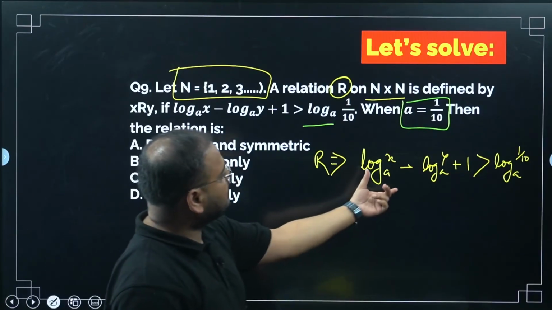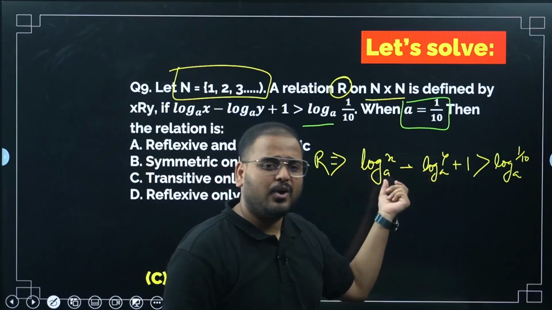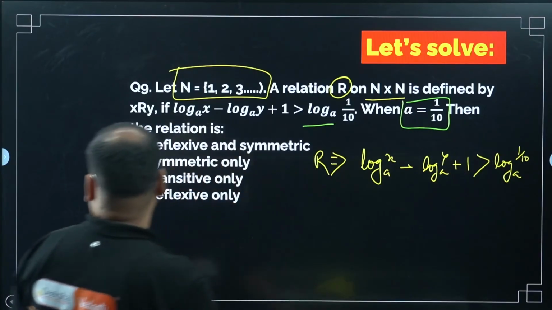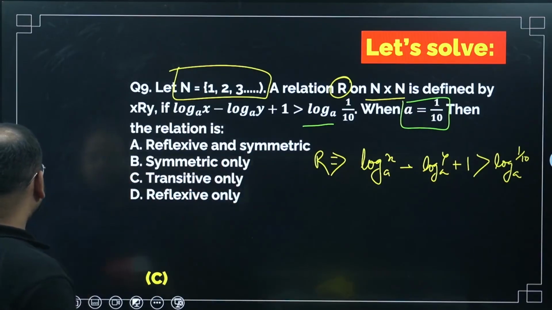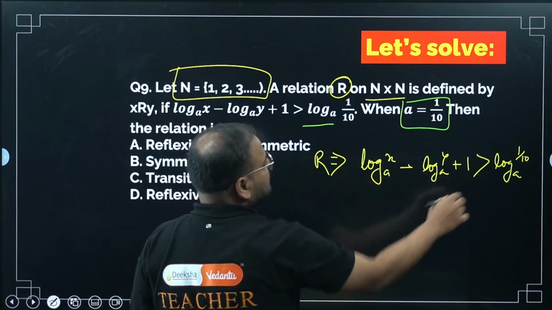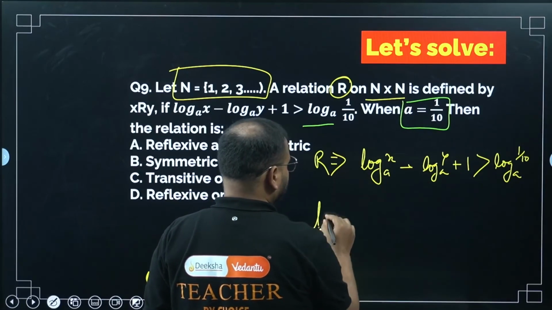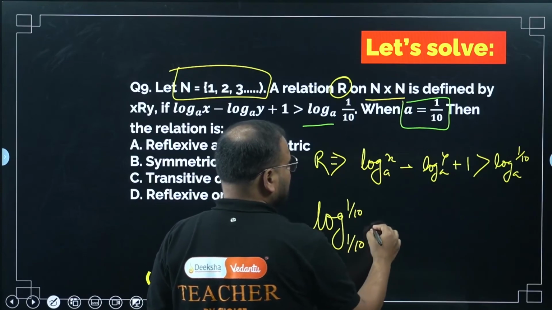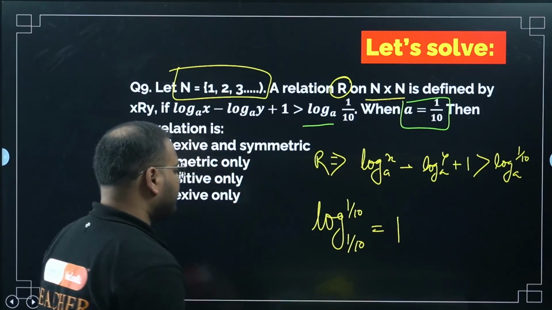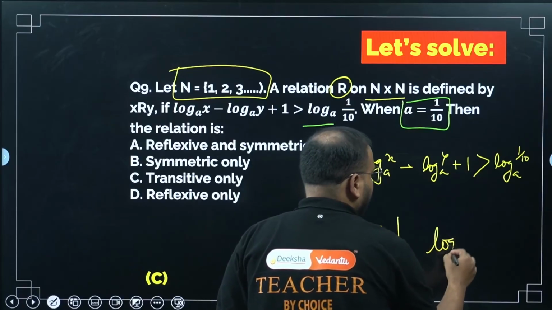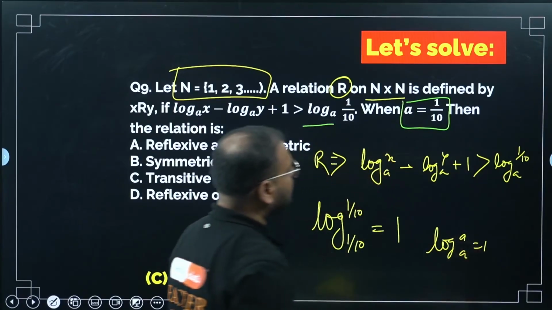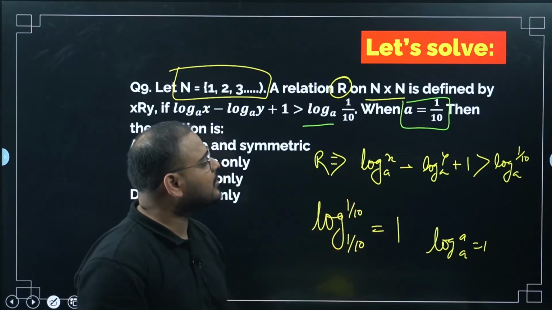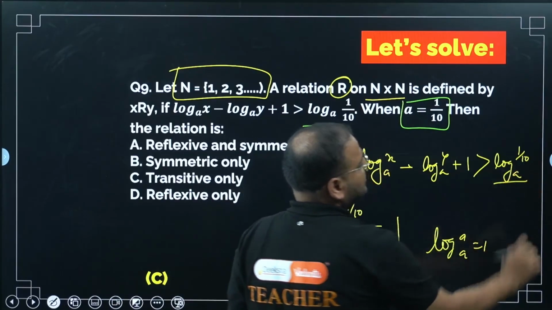Right now this statement looks very complicated: log x to the base a, minus log y to the base a, plus 1, greater than log 1 by 10 to the base a. But it is actually very simple. How, sir? What is the a value? A is 1 by 10. If I'm writing log 1 by 10 to the base 1 by 10, how much is that? 1. Remember the formula, log a with base a is 1. So if a is 1 by 10, it's the same format. Log 1 by 10 to 1 by 10 is 1. So the RHS is nothing but 1.